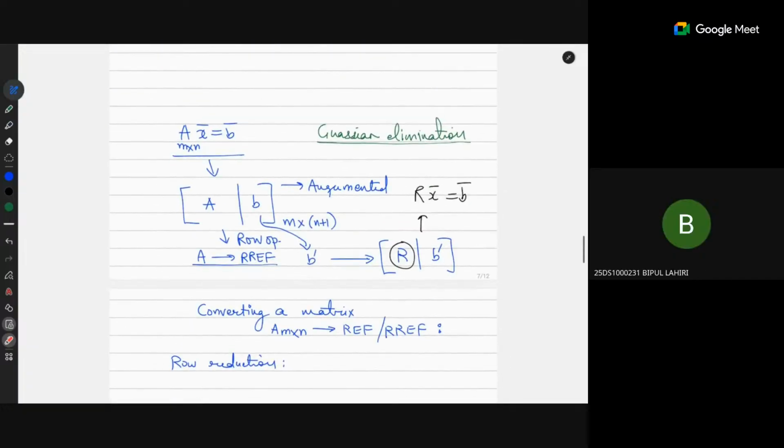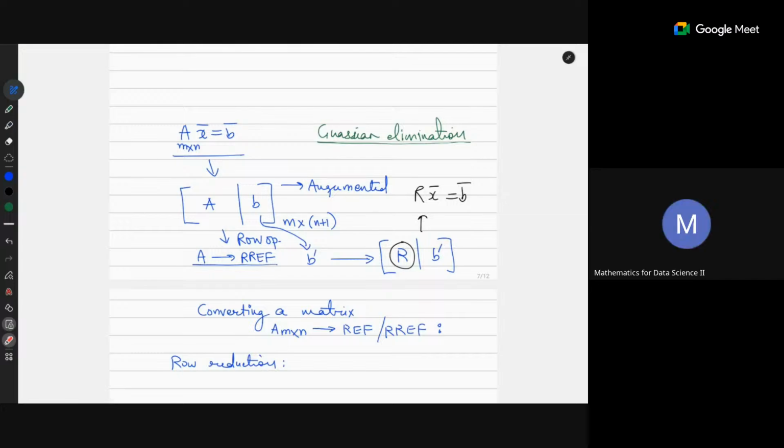Sir, Ax equals B, we are converting to Rx equals B. But why are we doing it? We can directly solve it from Ax equals B as well, right? What is the advantage? I'm just thinking aloud. I mean, why are we doing this entire method?